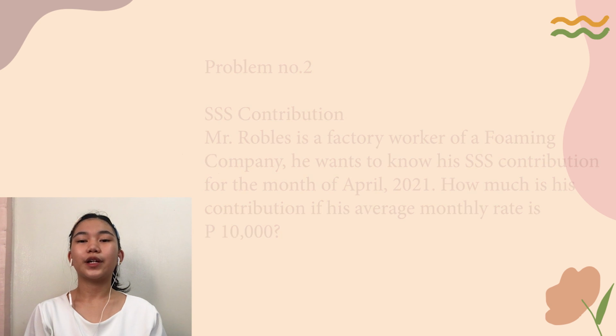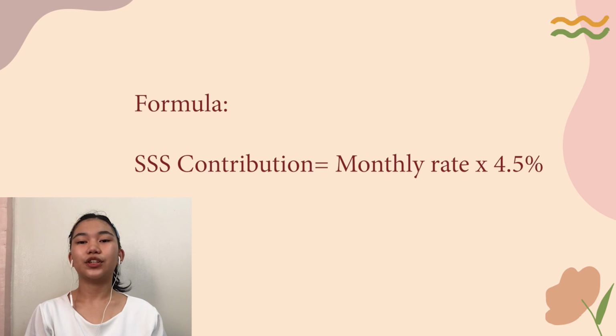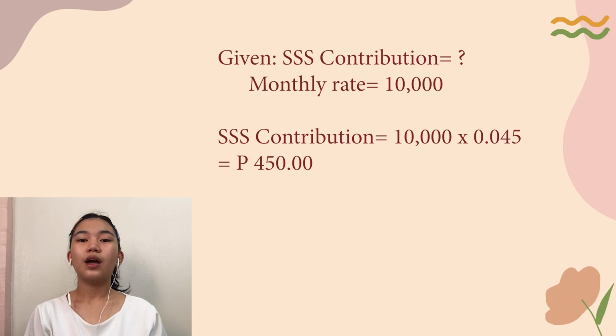Since the problem only requires the contribution of Mr. Robles, we must only get what is needed in the formula. SSS contribution equals monthly rate times 4.5%. If you are asking if 4.5 is constant, no, it's not. It will vary according to the monthly rate of a person. Given: SSS contribution is unknown, monthly rate is 10,000 pesos. In getting the answer, SSS contribution equals 10,000 pesos times 0.045, or 4.5%, equals 450 pesos.